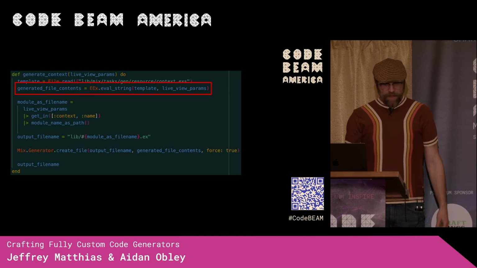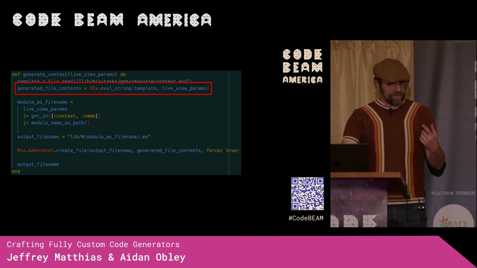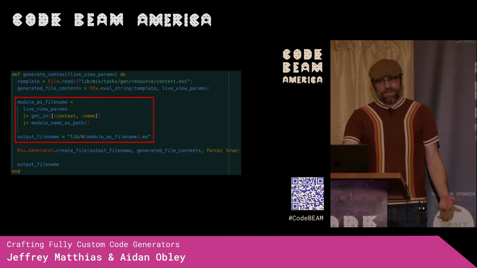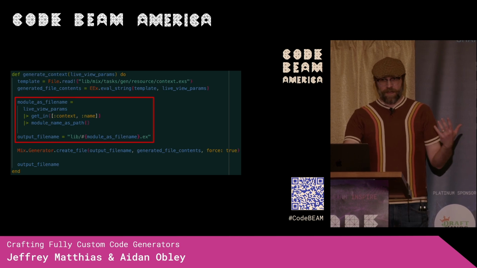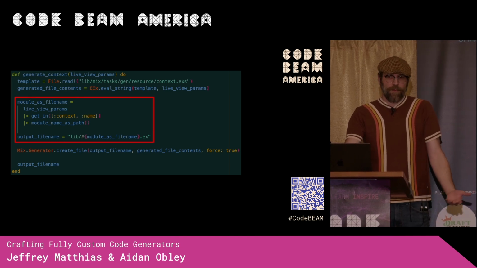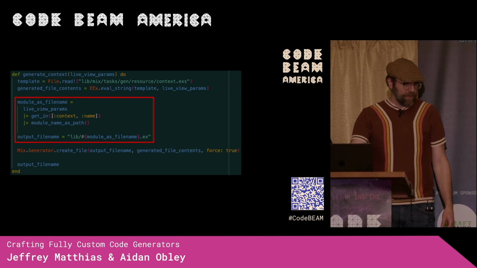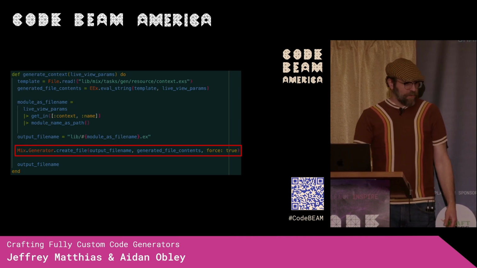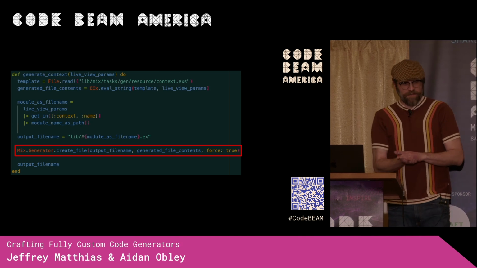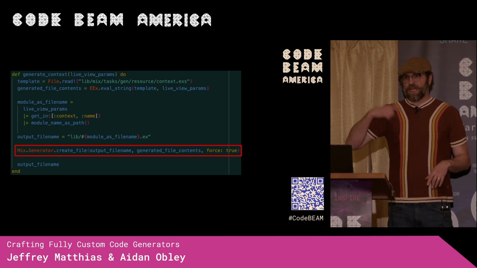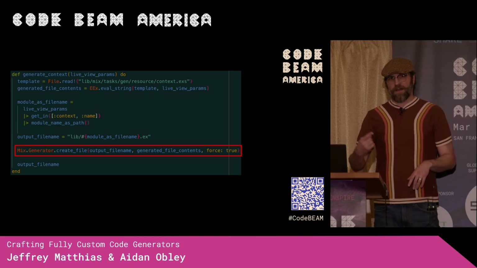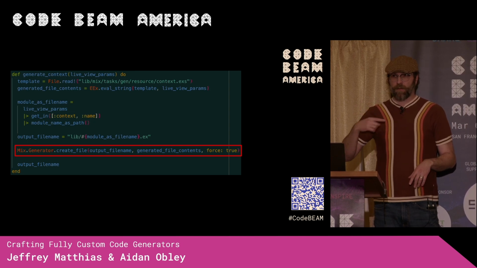So you evaluate that, passing in the params from your input, and then you just have to come up with, that's sitting in memory, right? Your whole file is sitting in memory. You just got to come up with whatever the right file name is for it. And then you run mix generator create file. That force true will just keep overwriting it. We use that a lot for doing a fast rewrite loop.